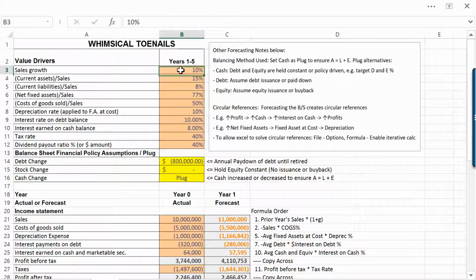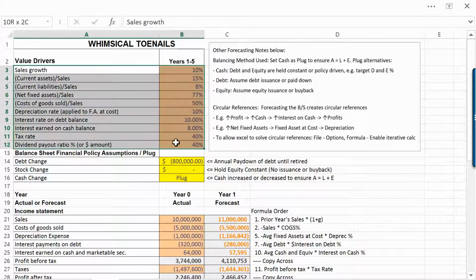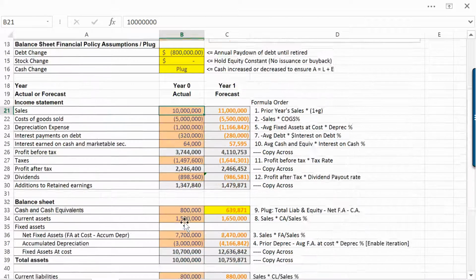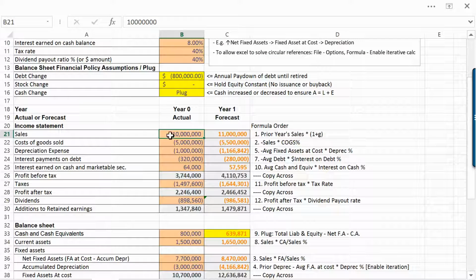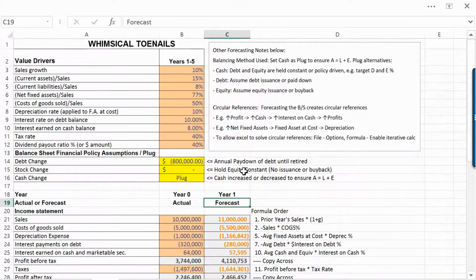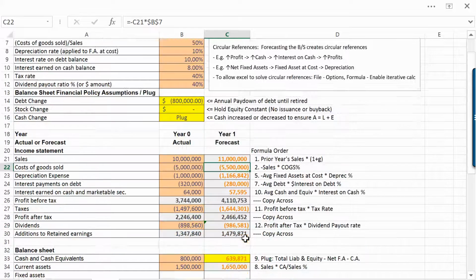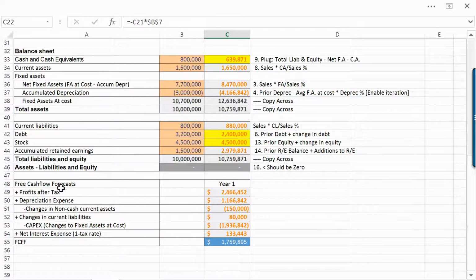It's going to have sales growth of 10%. Current assets divided by sales is going to be 15%. Current liabilities divided by sales will be 8%. Net fixed assets divided by sales will be 7%, and so on. So these are our forecast drivers or value drivers. These are our actual values from the prior year, sometimes called actuals. And here's a forecast. So here's how you can use a value driver model to forecast a financial statement, all the way through the balance sheet and to free cash flow statement.